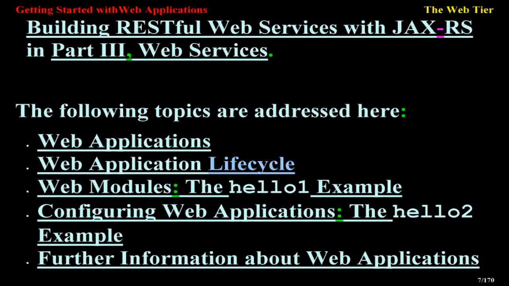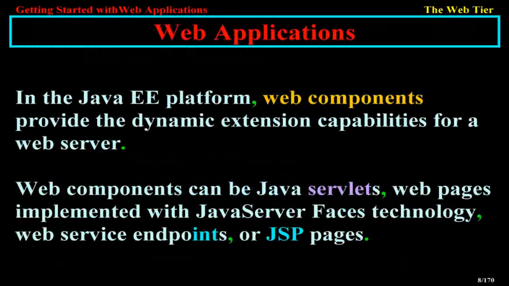The following topics are addressed here. Web applications, web application lifecycle, web modules. The Hello 1 example, configuring web applications. The Hello 2 example, further information about web applications. In the Java EE platform, web components provide the dynamic extension capabilities for a web server. Web components can be Java Servlets, web pages implemented with Java Server Faces technology, web service endpoints, or JSP pages.